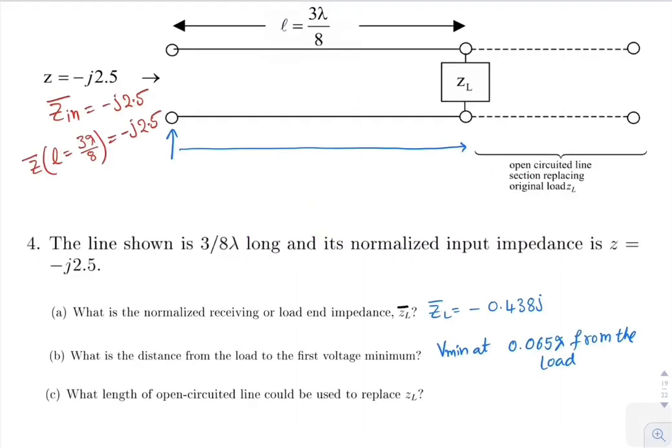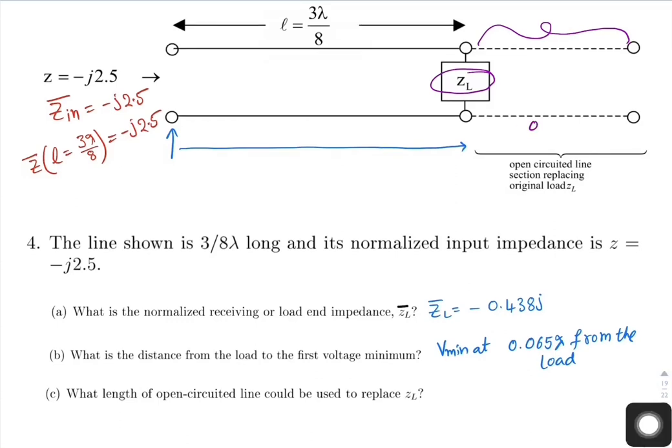Which means if you want to replace this load impedance with an open circuited transmission line, then the length of the transmission line must be 0.1847 lambda. Therefore length equal to 0.1847 lambda. Thank you.